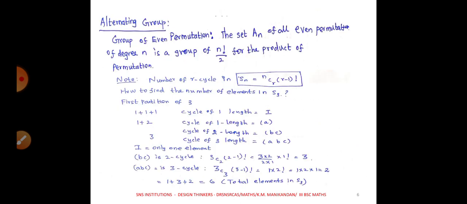Now next we define the alternating group. The group of even permutations is called the alternating group, denoted by capital A suffix n. The set An of all even permutations of degree n is a group, consisting of n factorial by 2 elements under the product of permutations. Actually here the number of odd permutations and the number of even permutations are equal. That is, n factorial by 2 elements will be in the odd permutations and even permutations. The formula for the number of r-cycles in Sn is nCr into (r minus 1) factorial. So this is repeated again.